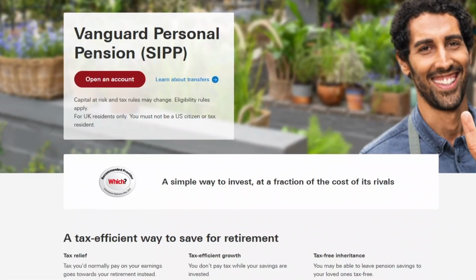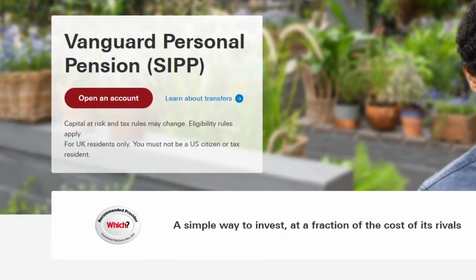If you have any old pensions from previous employers, you can transfer them over to Vanguard. In fact, I've done it myself. You do have to be careful when you're doing this though, because you wouldn't want to miss out on any pension benefits that you get from other providers.